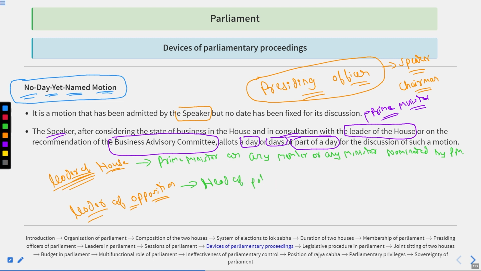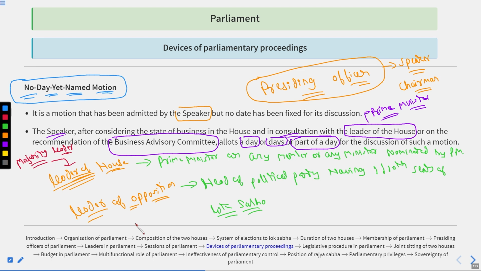And if we talk about the leader of opposition, he will be the head of the political party having one-tenth of the seats of Lok Sabha. All right, and we know in the USA the leader of the house is known as the majority leader, and the leader of opposition is known as the minority leader.